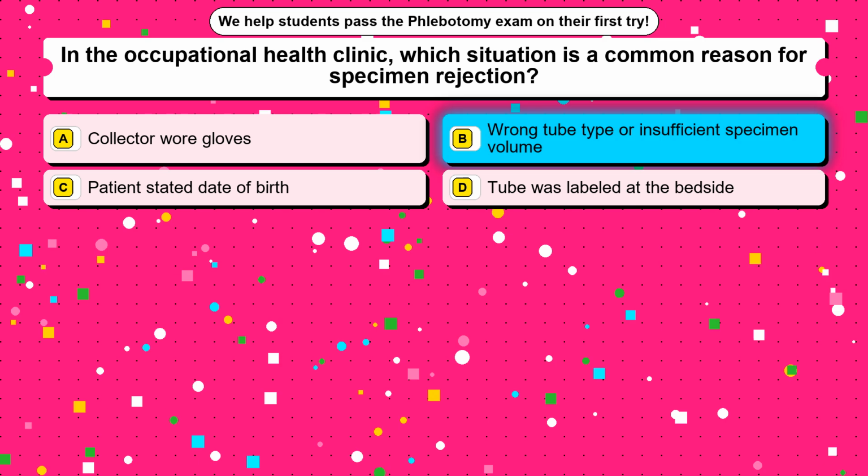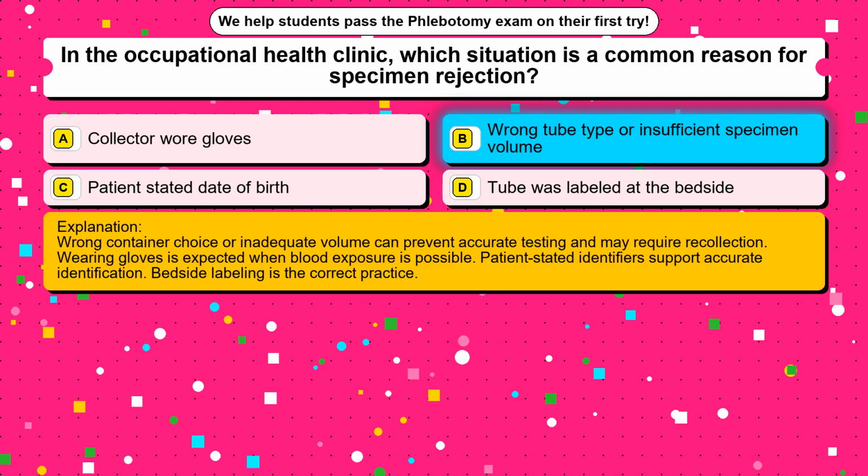The correct answer is option B. Wrong tube type or insufficient specimen volume. Wrong container choice or inadequate volume can prevent accurate testing and may require recollection. Wearing gloves is expected when blood exposure is possible. Patient-stated identifiers support accurate identification. Bedside labeling is the correct practice.